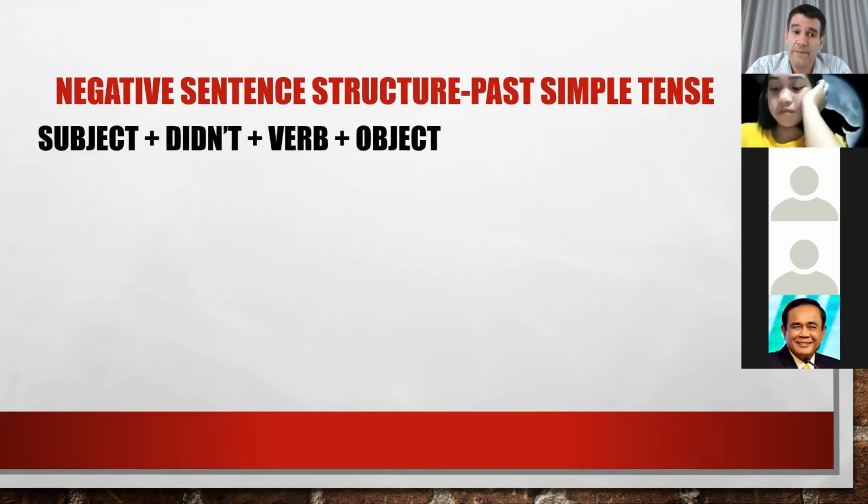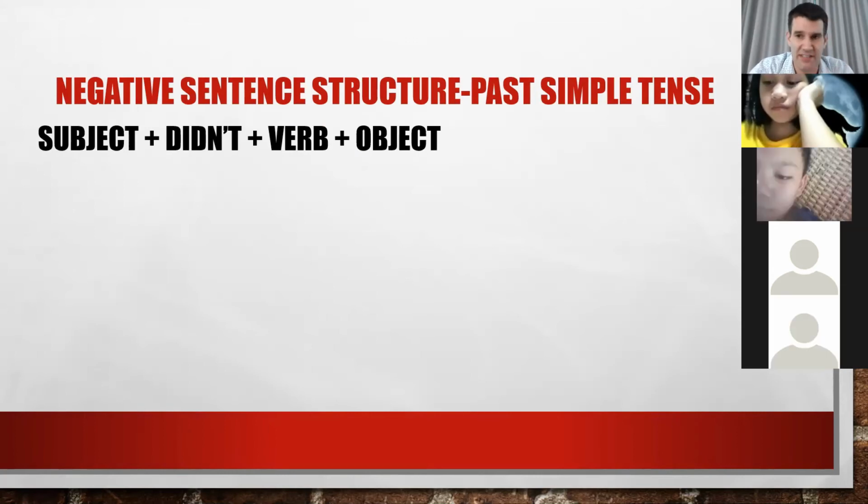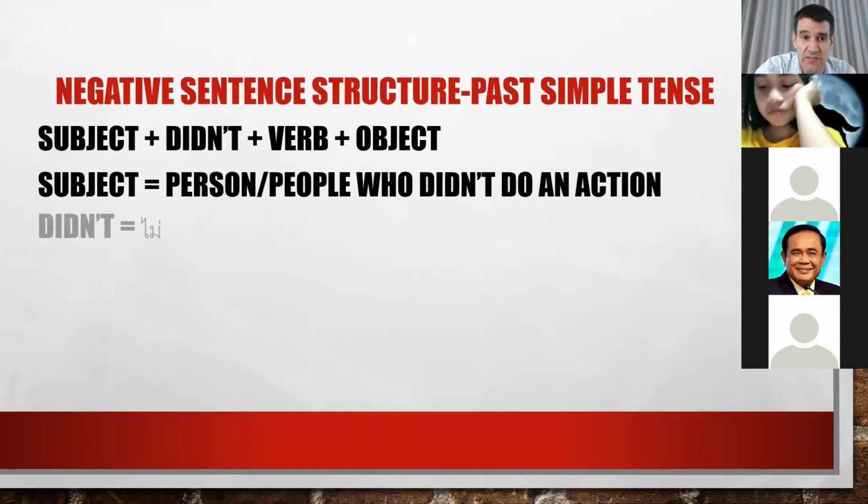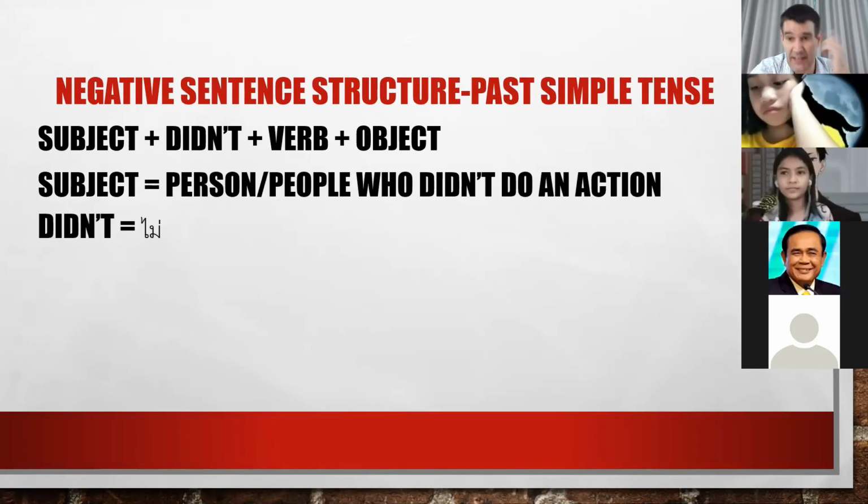So in this one, subject plus didn't plus verb plus object. So in verb 1, subject plus don't or doesn't, there are two different ones. But if it's verb 2, you don't have to worry about he, she, it adding s. It's just didn't for all subjects. So again, the subject is the person or people. Didn't, again, is my helping word.